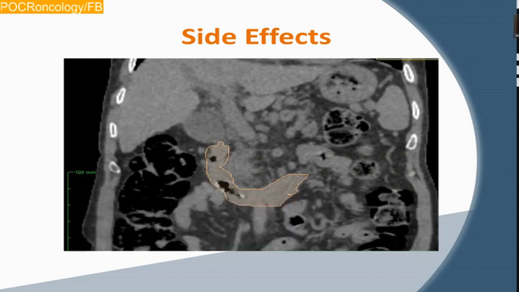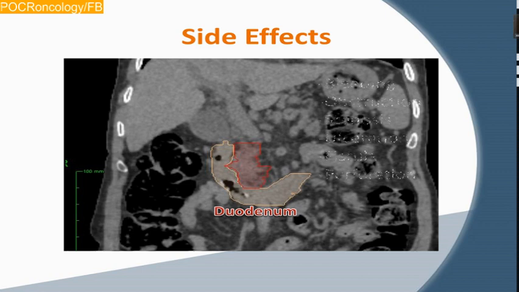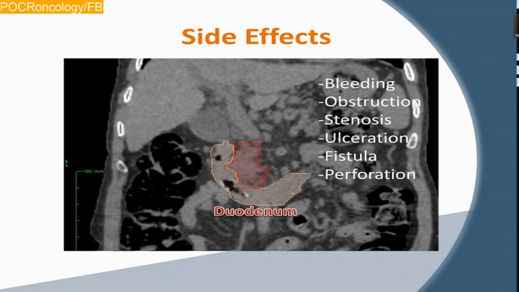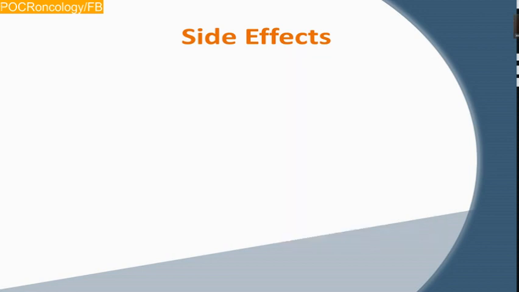As I mentioned, the late side effects are the things we worry about from the SBRT perspective. This is the duodenum, and that's our enemy. As you see here, the tumor is just wrapped around it. And we have problem from the duodenum. We can have bleeding, obstruction, stenosis, ulceration, fistula, and perforations. Now, with the new techniques, the risk in grade 3 is less than 10%. If we go to grade 4 or grade 5, it is actually less than 2%.